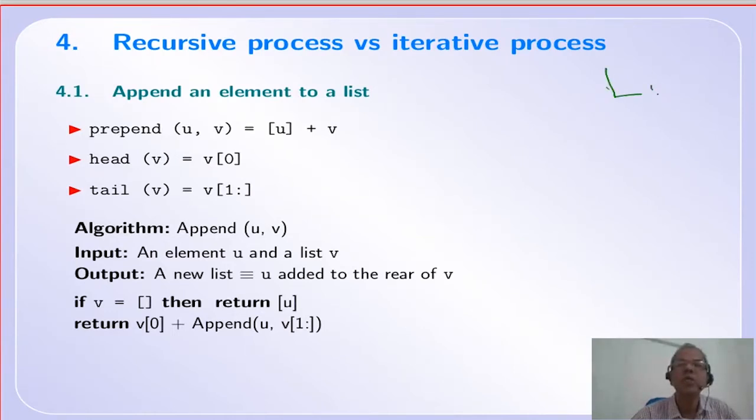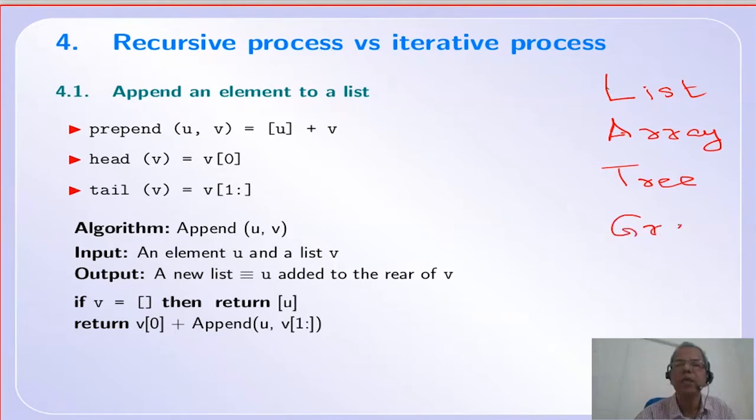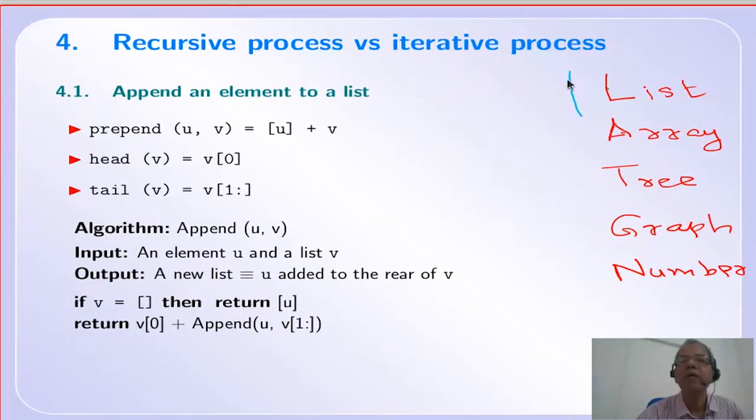The input may be a list, or the input may be an array, or the input may be a tree, or the input may be a graph, or it may be a humble number. It is not as humble as it appears to be. Especially, I will be using lists.